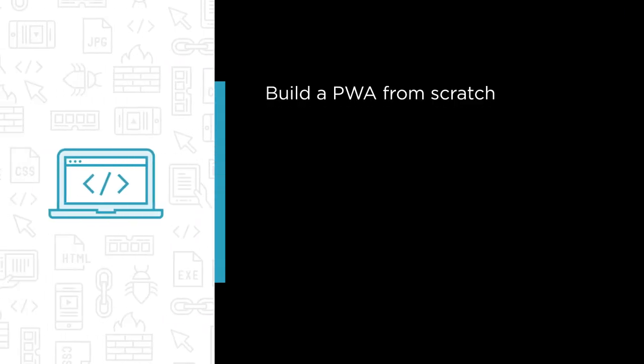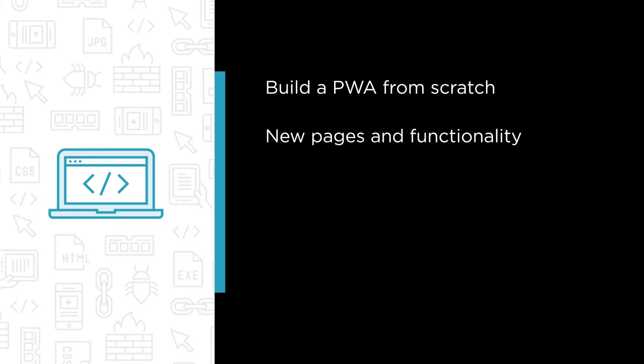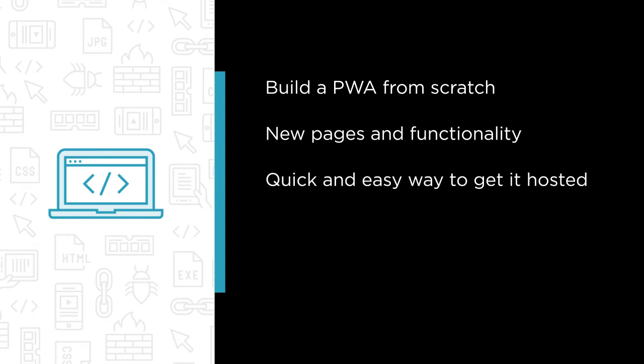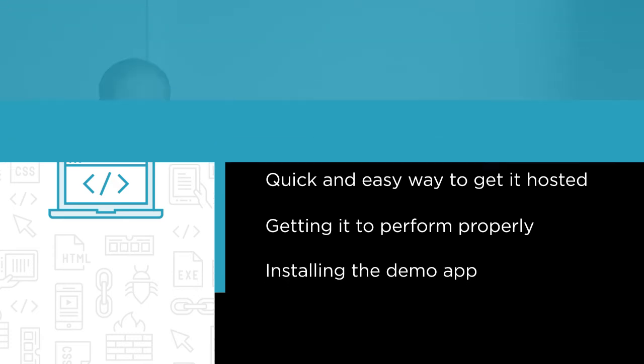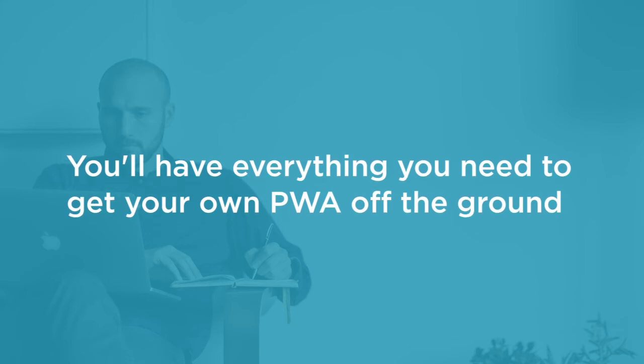Throughout this course, we're going to build a PWA from scratch, fleshing it out as we go with new pages and functionality. Then I'll show you a quick and easy way to get it hosted, avoiding the Apple App Store and the Google Play Store entirely. We'll work on getting it to perform properly, including when there is no network availability. And we'll wrap up by installing the demo app to a mobile device. By the end of this course, you should have everything you need to get your very own PWA off the ground in no time.